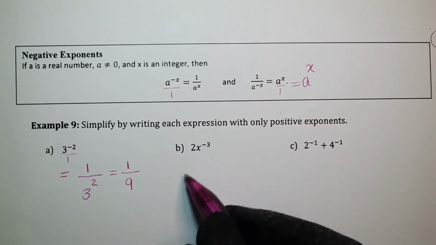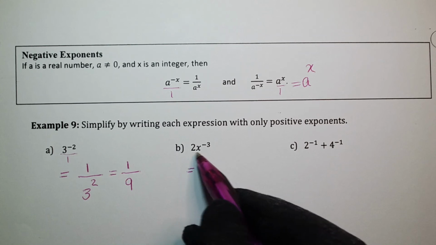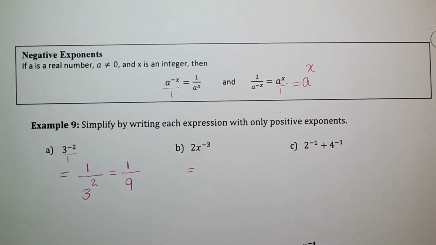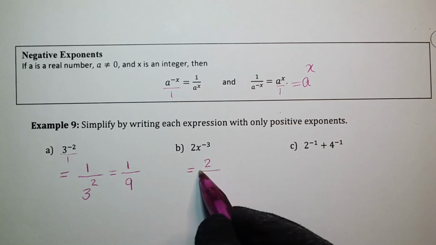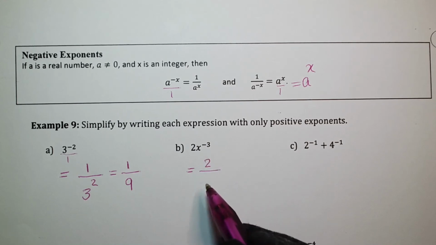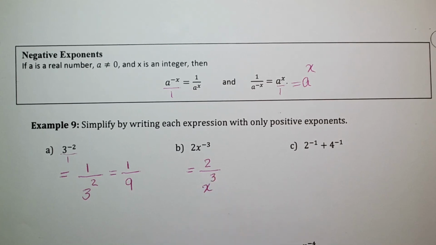Look at this example. 2 times x to the power of negative 3. So 2 is positive. So I will keep 2. Move x to the power of negative 3 to denominator to make exponent positive. So the answer is 2 over x cubed.